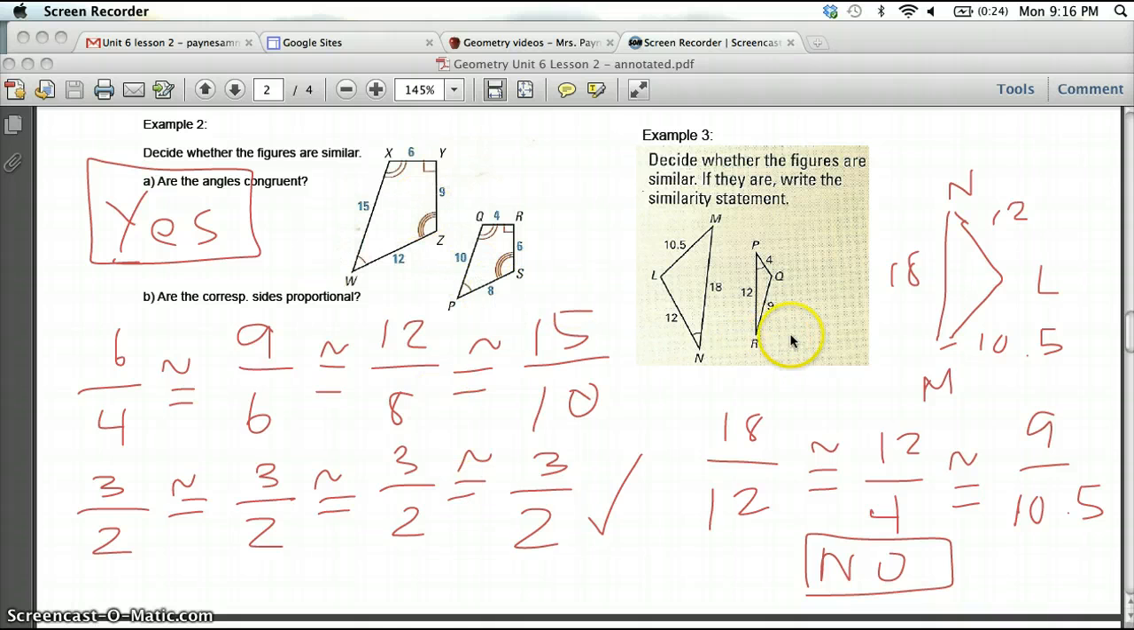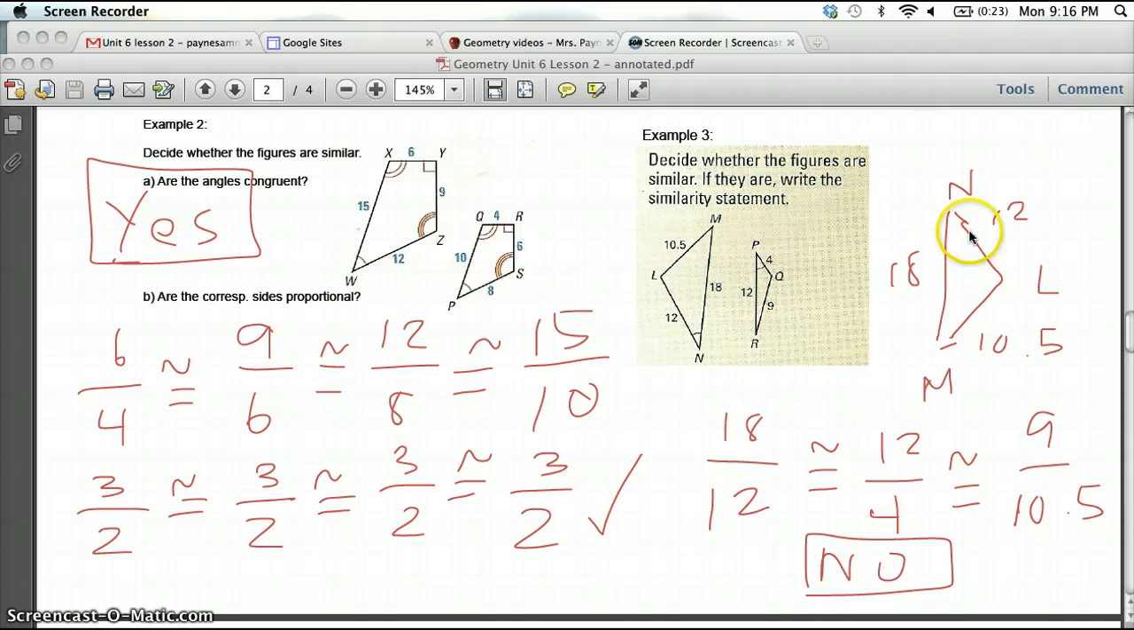Now let's look at example 3. It says, decide whether the figures are similar. If they are, we need to write the similarity statement. Now look here. This angle N down here needs to be congruent to this N up here. So what we're going to do is redraw this big one to match this smaller one here, okay?